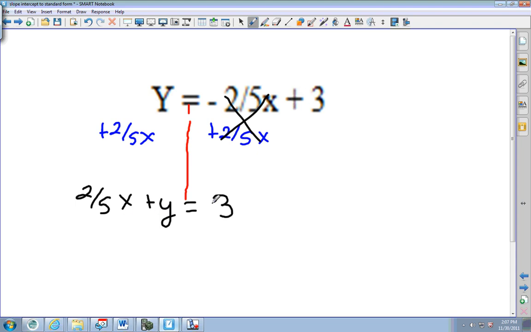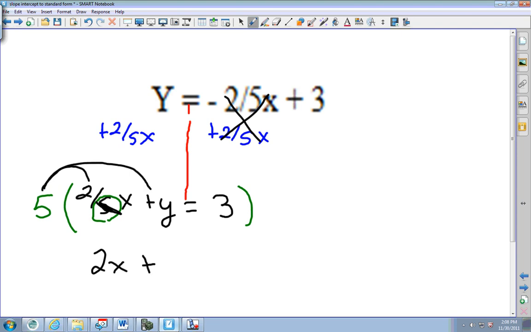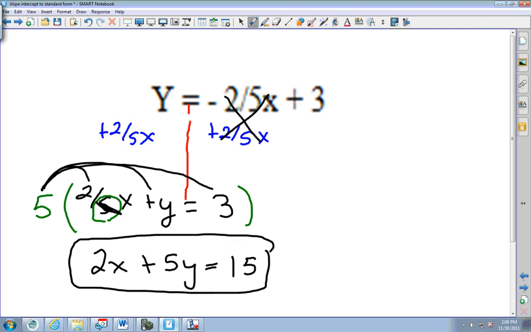Now again, people try and tell me that's still left in standard form, but it's not. I need to get rid of this denominator. So I'm going to multiply the entire thing by that 5. Remember, by doing that, when you multiply by the first one, it makes this go away. So I'm left with 2x, 5 times y, plus 5y equals 5 times 3, 15. There it is in standard form.